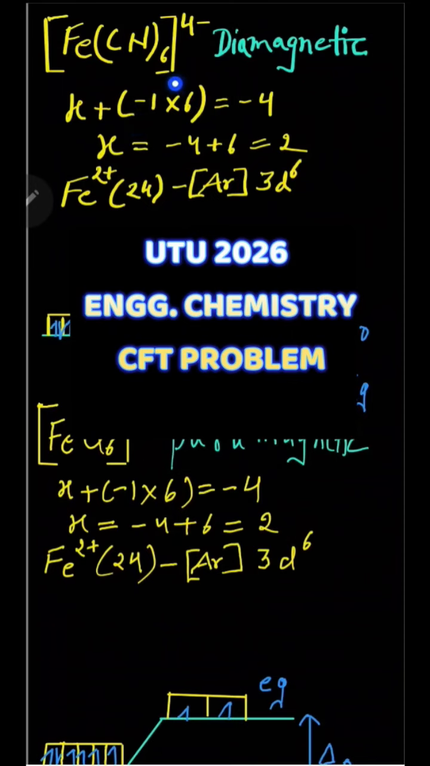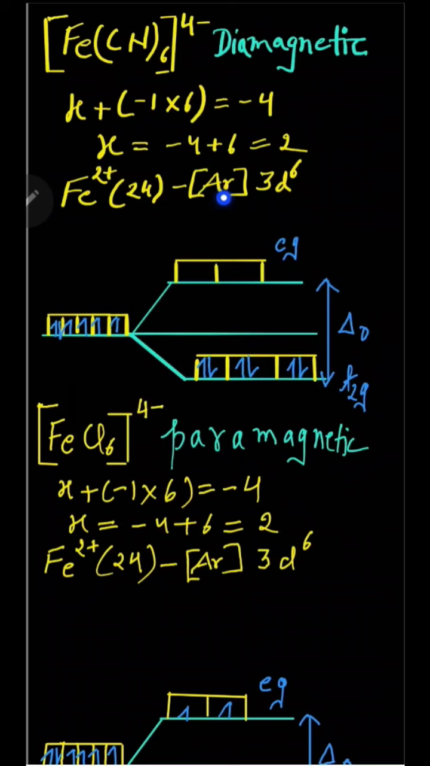So this is the question which was asked in the engineering chemistry B.Tech first year examination of Uttarakhand Technical University, right? In it you have been given two complexes. The first one is the hexacyanoferrate(II) ion, and it is already given in the question that the first one is diamagnetic and the second one is paramagnetic, and it was asked why this is actually happening.